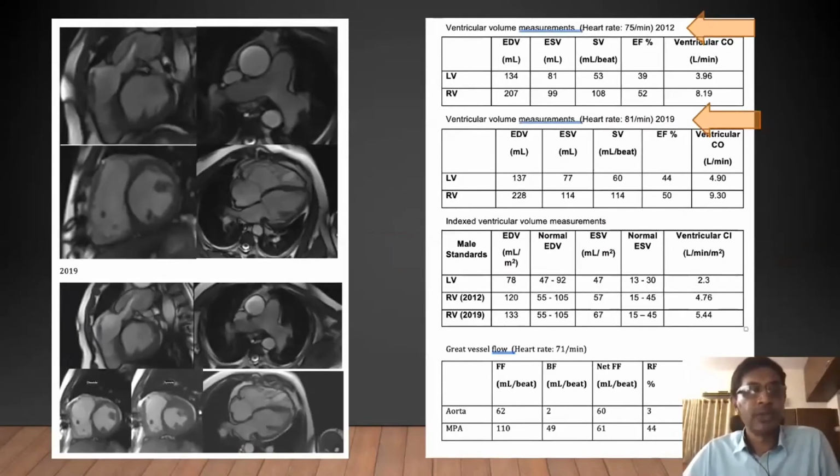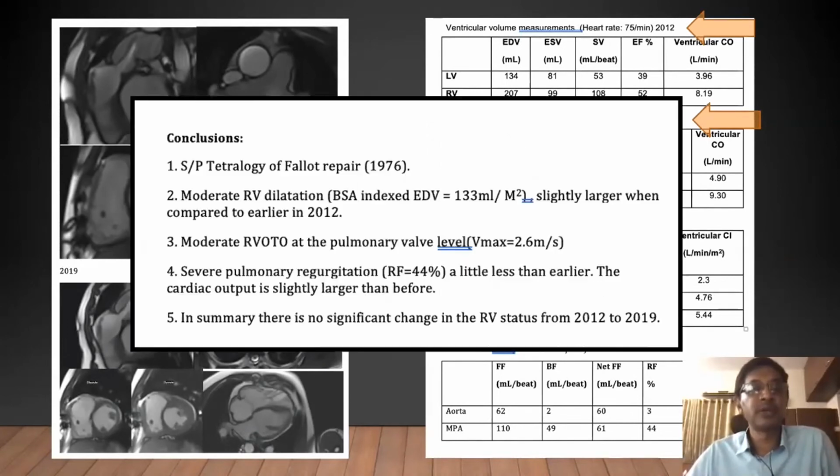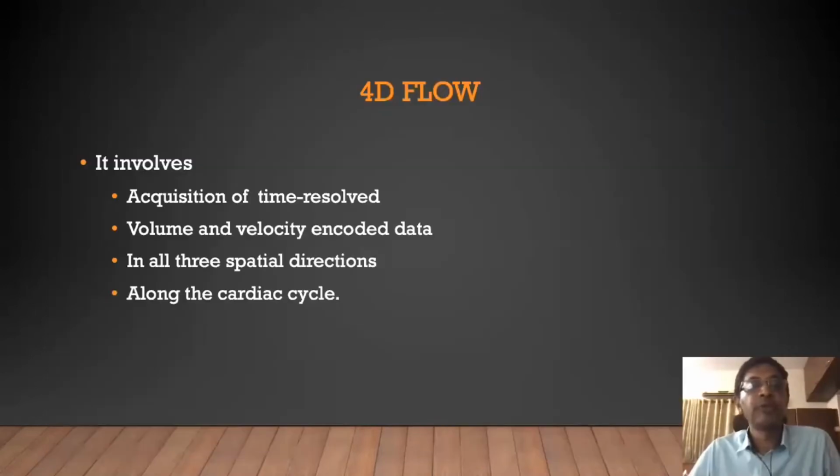In tetralogy of Fallot after treatment, apart from the volume data which is obtained by cine images, flow data is obtained directly looking at the regurgitant fraction, and this can be used to decide whether to do something about pulmonary regurgitation or not. Now, a few words on recent development in flow.